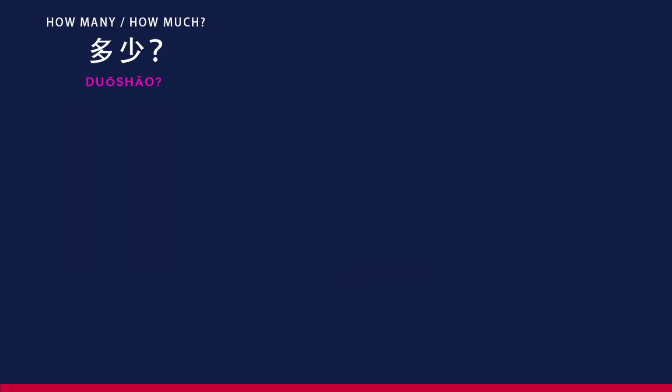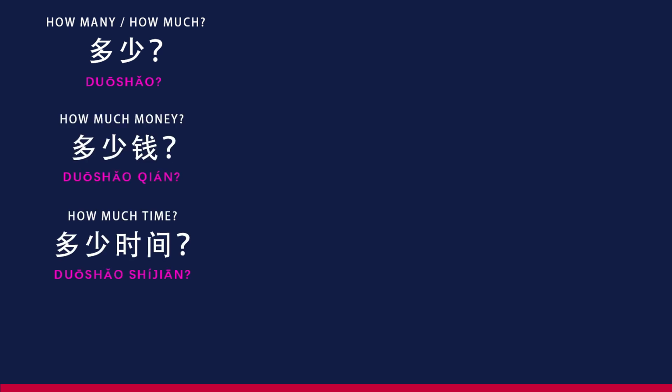How many? Or how much? 多少 How much money? 多少钱 How much time? 多少时间 How far? 多远 These interrogative words are used for asking about the quantity or number of countable items, inquiring about the cost or price of an item or service, asking about the duration or time needed for a specific task or event and questioning the distance between two locations or objects. Now let's look at some examples.